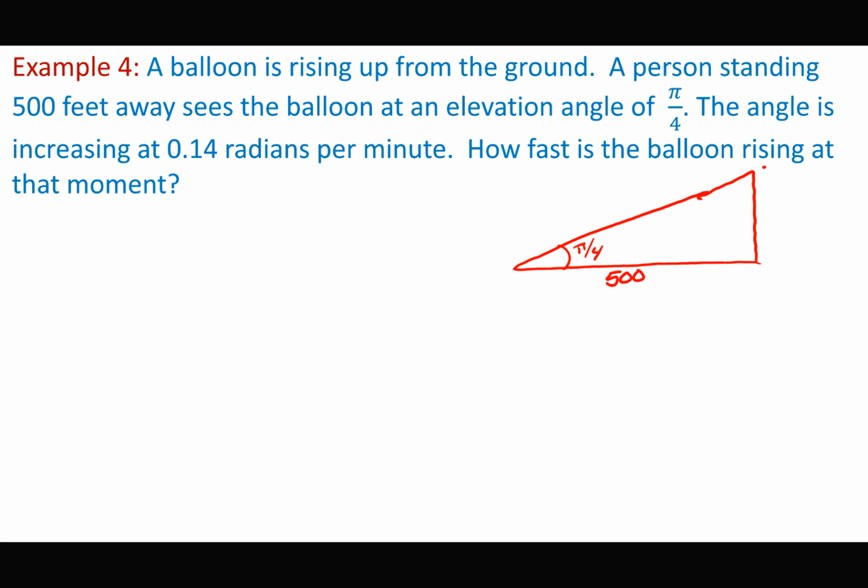Okay. Sees the balloon at an elevation angle of pi over 4. The angle is increasing at a rate of 0.14 radians per minute. So I know d theta/dt is 0.14. How fast is the balloon rising at that moment? So I'm going to call that dh/dt for the height. That's what I do not know. That's what I'm trying to figure out.